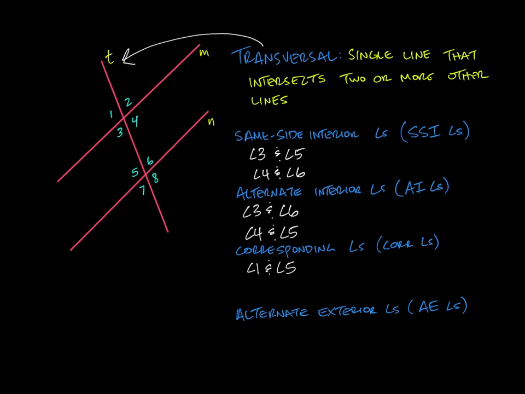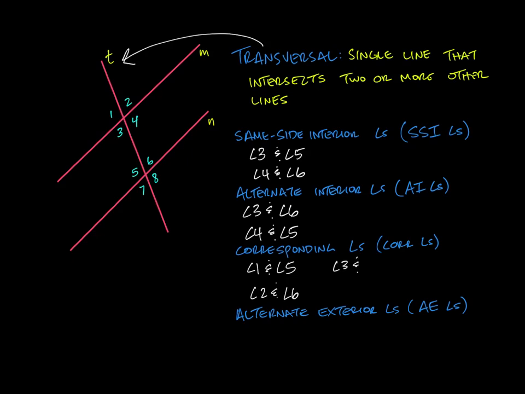So let's look at angle 2. Angle 2 would have a partner that is in its same position. Angle 2 is in the top right-hand position. It's to the right of the transversal and above line M. And so is angle 6. Angle 6 is to the right of the transversal, but above line N. It's in the top right-hand position among this group. So angles 2 and 6 are a pair of corresponding angles.